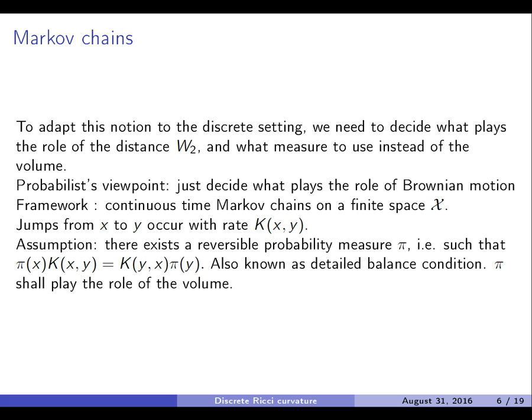So what this assumption means is that if you look at the generator of your Markov chain, it's going to be symmetric in the L2 space associated to the measure pi. Of course, this is exactly the analog of the symmetry of the Laplacian in Riemannian geometry. So this assumption is of course not true for any Markov chain, but it's still the analog of a property we have for the Laplacian in the continuous setting. So it's fairly natural to assume it.